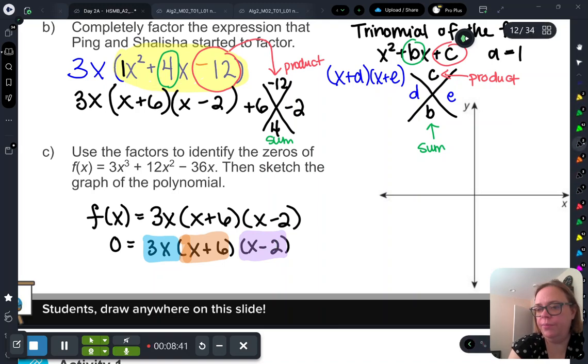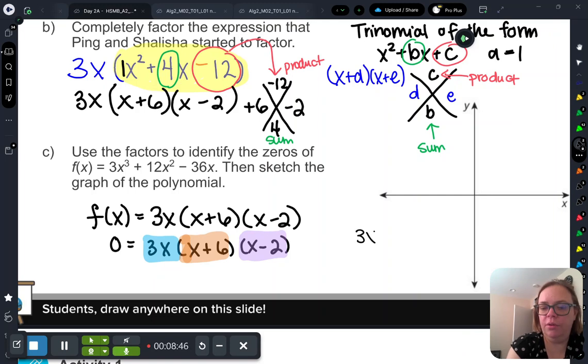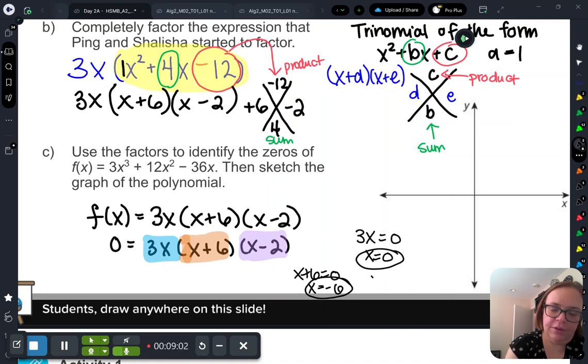So I'm going to take each of these factors and I'm going to set them equal to 0. So we'll do 3x equals 0. You divide by 3, you get 0. Okay. I'm going to do x plus 6 equal to 0. That gives me negative 6. And x minus 2 is equal to 0. Add 2 to both sides, you get 2. These 3 numbers are the zeros.